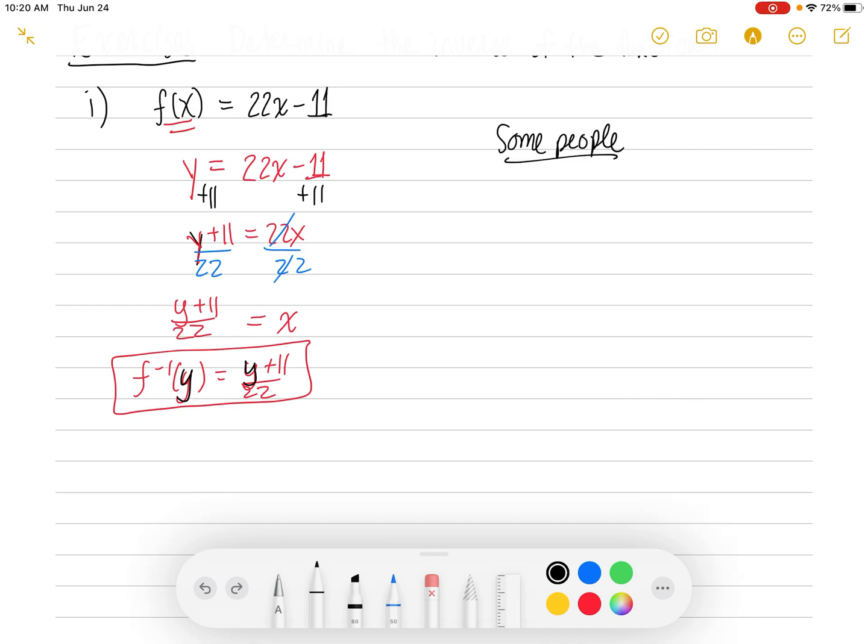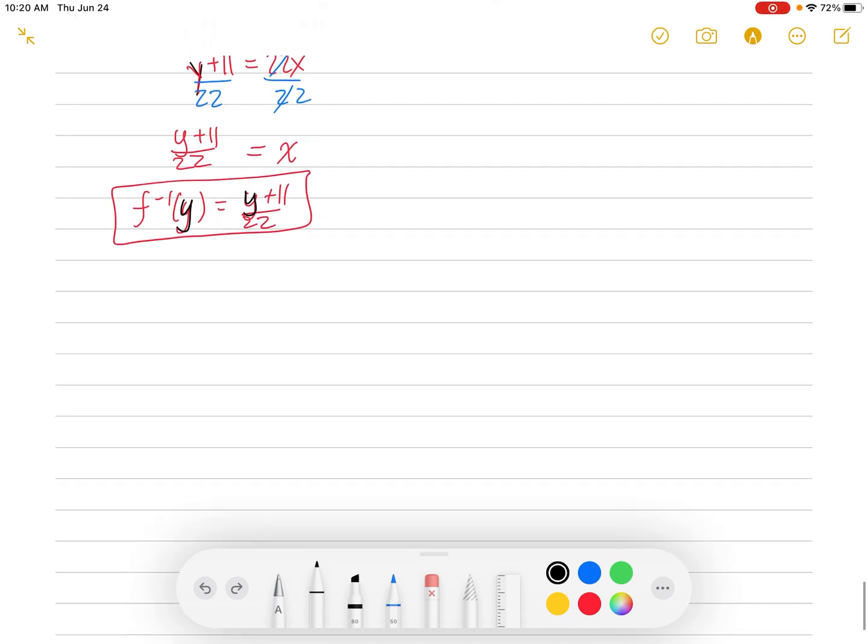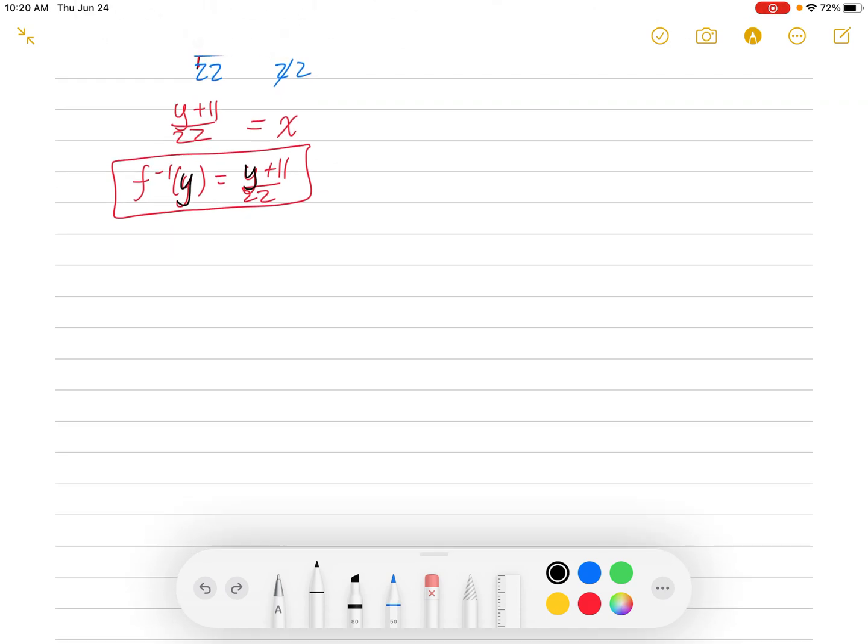Now, if you wanted to graph this f inverse, y plus 11 over 22, on the same coordinate axes as the original function, you would want to turn it into x rather than keep it y. But we're not doing that. We're not going to be graphing them, so I'm just going to leave it as it is. But the y is there.